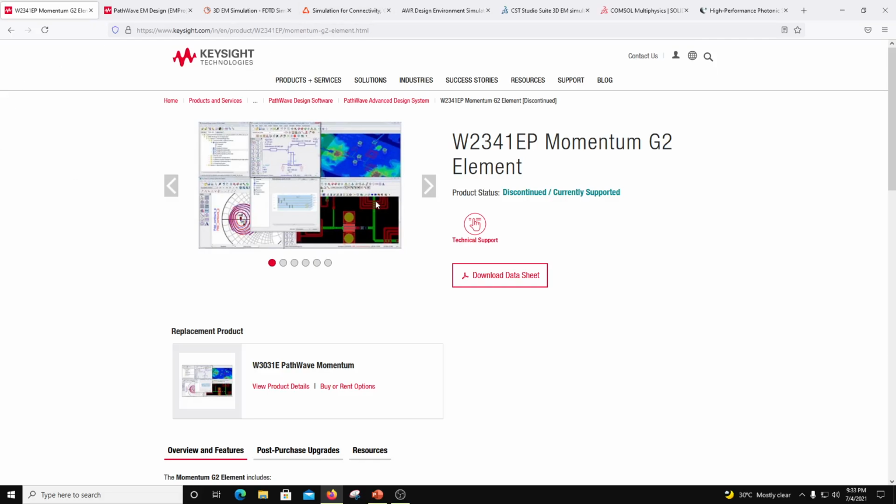Now this Momentum is a method of moment based 2D solver which has been expanded through some algorithms to involve some currents in z direction also. So that's why it is called a 2.5D solver. This method of moment is a frequency domain technique where we are trying to find out the exact solution of the currents when a certain excitation, that is the voltage, is applied.